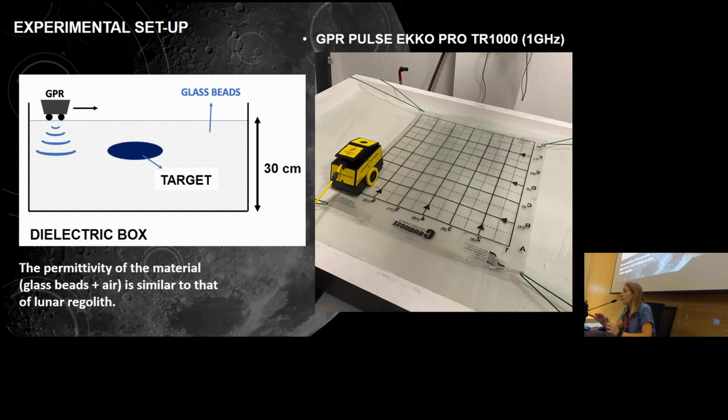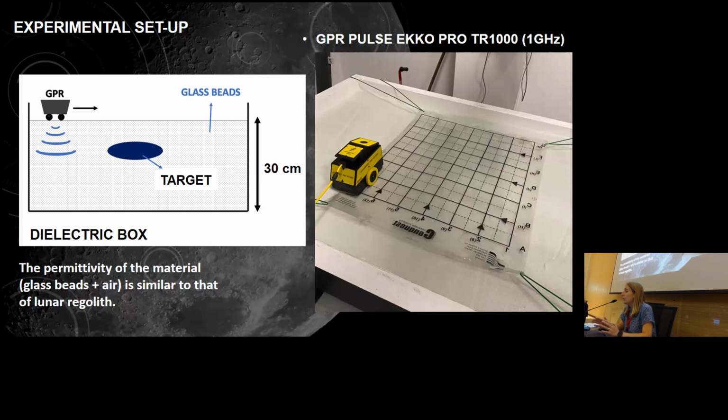We use this plastic grid as a reference to collect the GPR lines. And we collected GPR data in two different ways. So we first put the target at the center of this grid below within the glass beads, and we collect the grid when the target is still frozen. Then we let the target melt, and we track the melting process, putting the GPR on top of the grid and letting the GPR acquire data, one trace every 5 minutes for about 5 to 24 hours to track and follow the melting process.